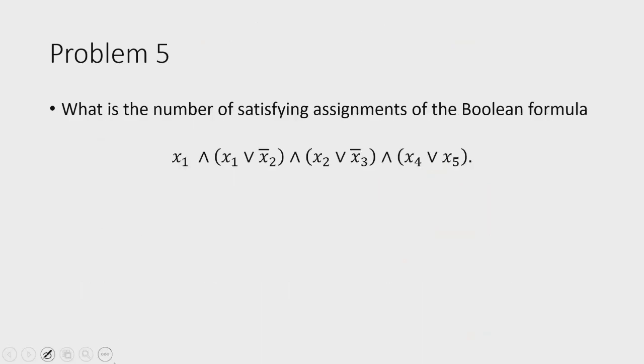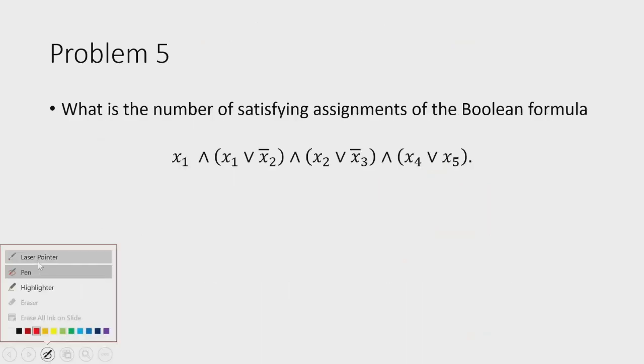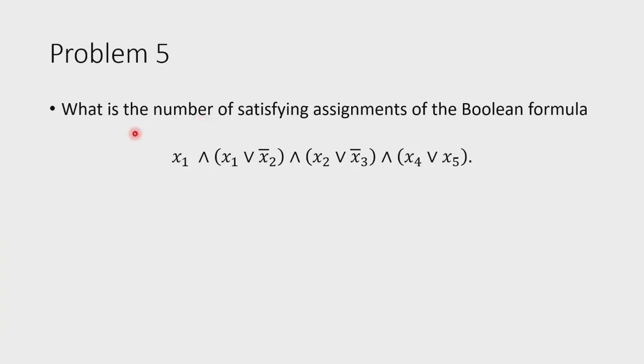So the next problem is: what is the number of satisfying assignments of this Boolean formula? The formula is x1 and (x1 or x2 complement) and (x2 or x3 complement) and (x4 or x5 complement) and (x4 or x5), right? Does anyone want to guess, or should we work this out?